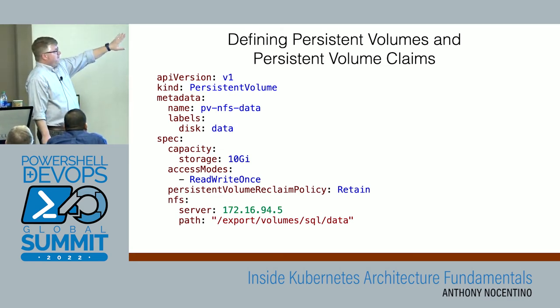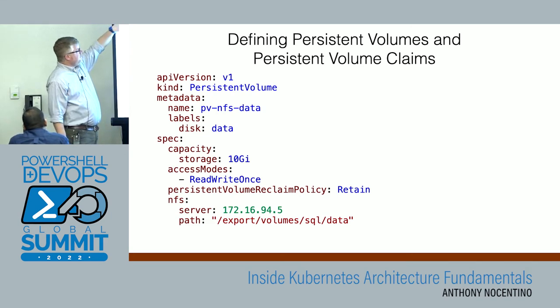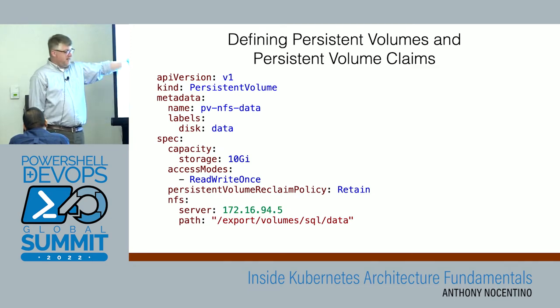Thank you, Mark. So this is a PV: API version, kind, metadata, spec, right? Give it a name, and the PV describes in very gory detail, and very specific to my configuration. Right, and so that is the persistent volume.